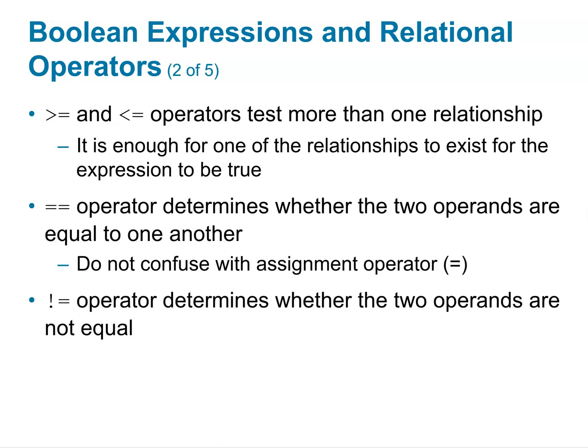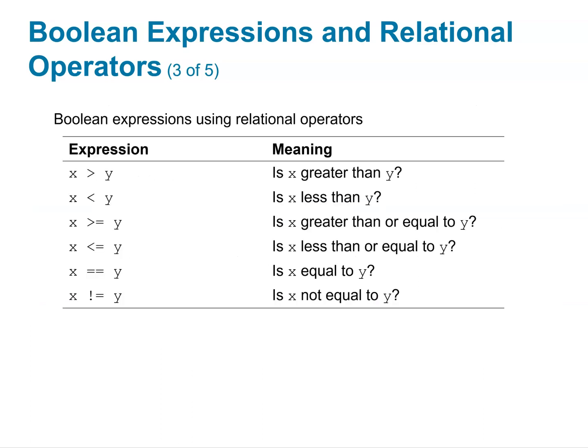Greater than or equal to and less than or equal to test more than one relationship. It's enough for one of the relationships to exist for the expression to be true. Double equals, the equal operator, determines whether the two operands are equal to one another. Don't confuse this with assignment. The not equal operator determines whether the two operands are not equal.